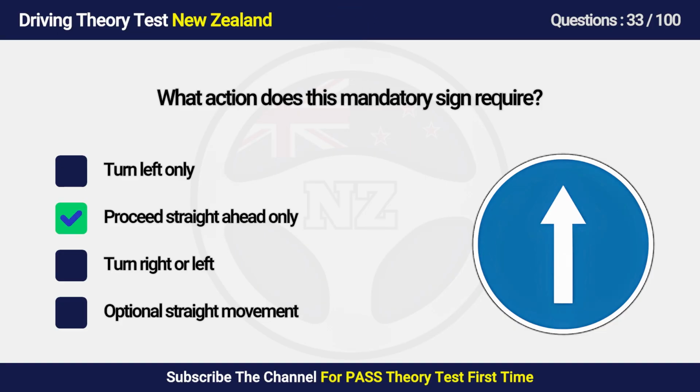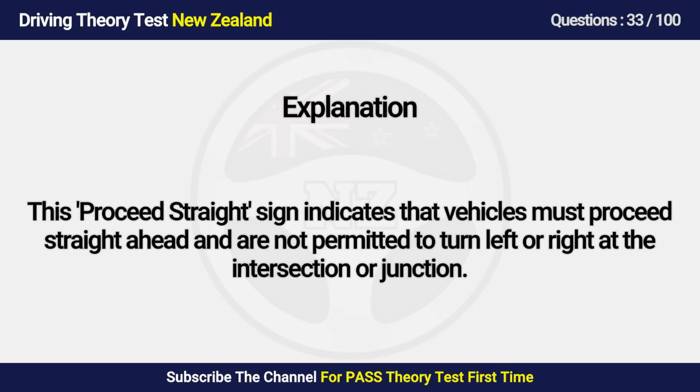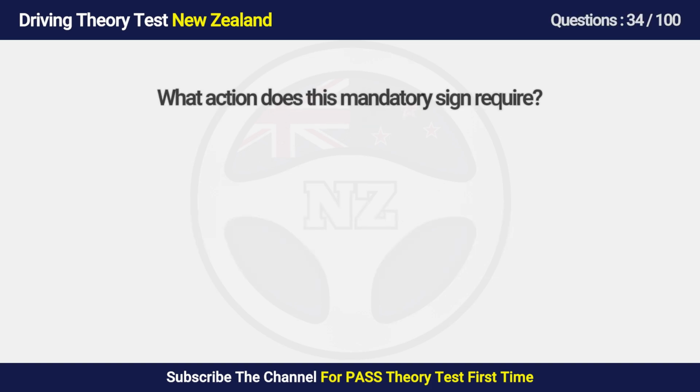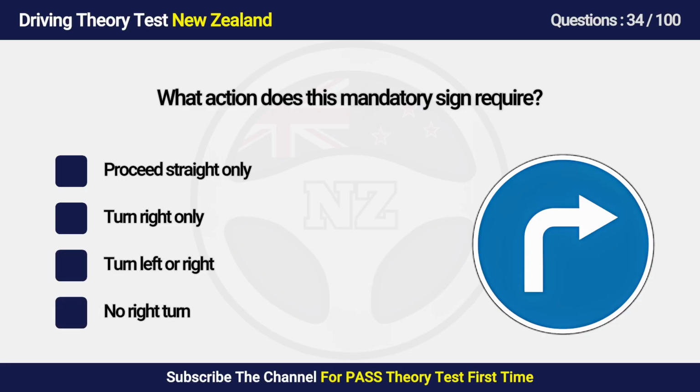Answer is B, proceed straight ahead only. This proceed straight sign indicates that vehicles must proceed straight ahead and are not permitted to turn left or right at the intersection or junction. Question 34. What action does this mandatory sign require?